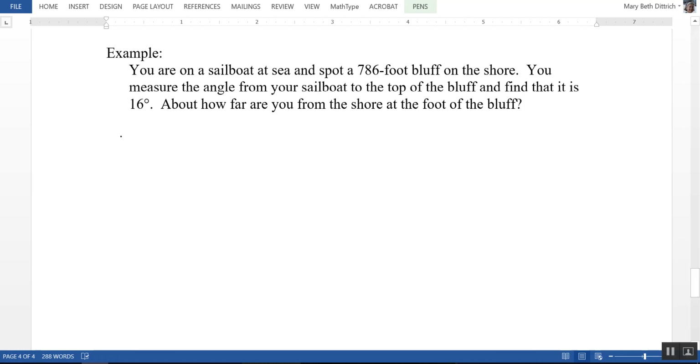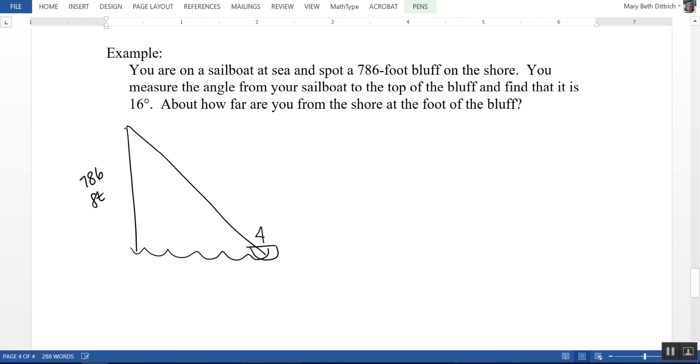So let's go ahead and draw a picture here. So there's the bluff, and that is 786 feet. Okay, here's the water, and here is your sailboat. Okay, and then you spot from your sailboat as you look up to the top of the bluff, this angle right here is a 16-degree angle as you look up. And you need to find how far you are from the beach, or the shore, at the edge of the bluff, the foot of the bluff.